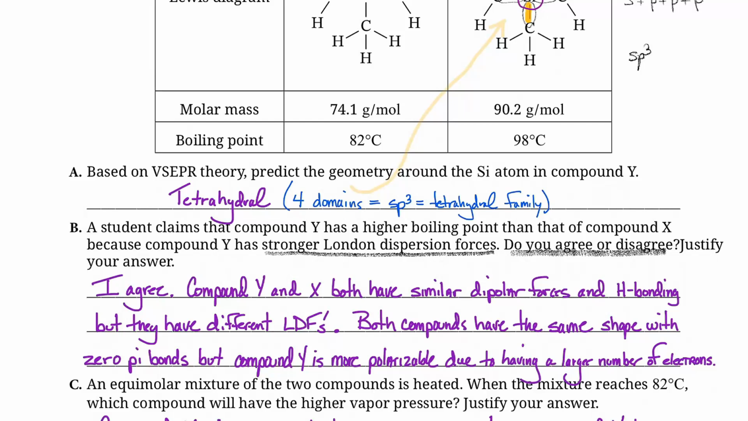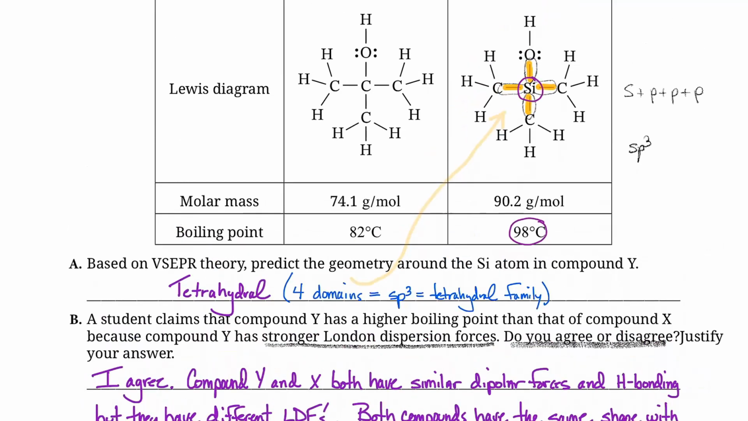So I said I agree, the compound Y and X both have similar dipolar forces and H bonding. I thought it's important to mention that if the reason that one has a higher boiling point than another is that we're just looking at LDFs, then we're going to have to assume the other forces they could have are similar. Now they both do have H bonding, as you should be able to identify right there. That's an electron deficient H bonding to an O or F or an N here. So they both have H bonding. They both are slightly polar.